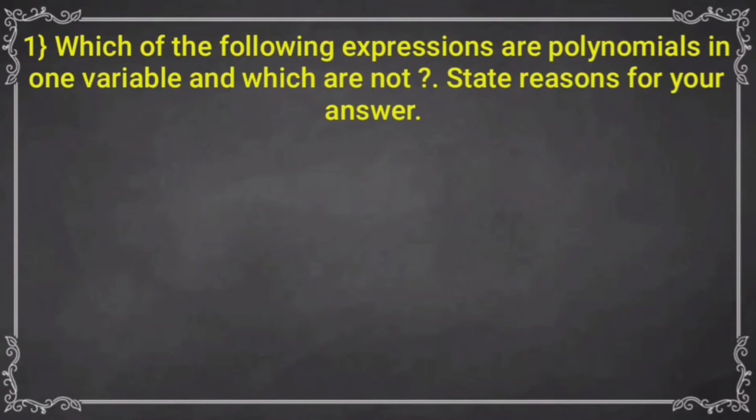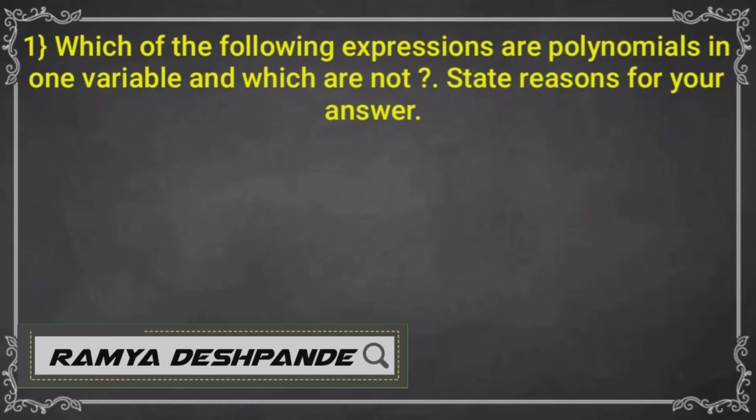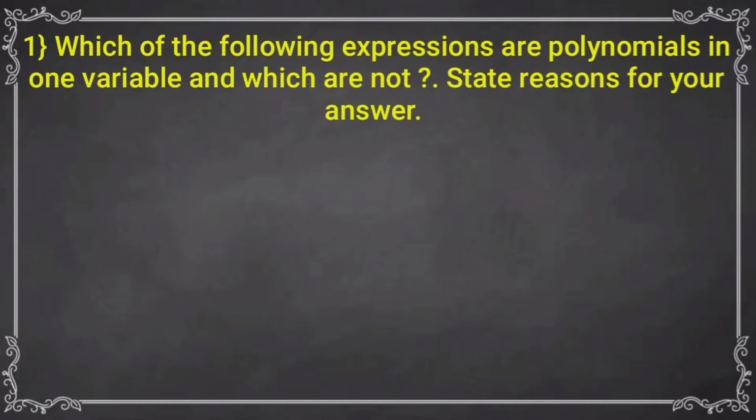Exercise 4.1, the first question is: which of the following expressions are polynomials in one variable and which are not? State reasons for your answer. What is the question? We have to write which are the polynomials in one variable and which are not.